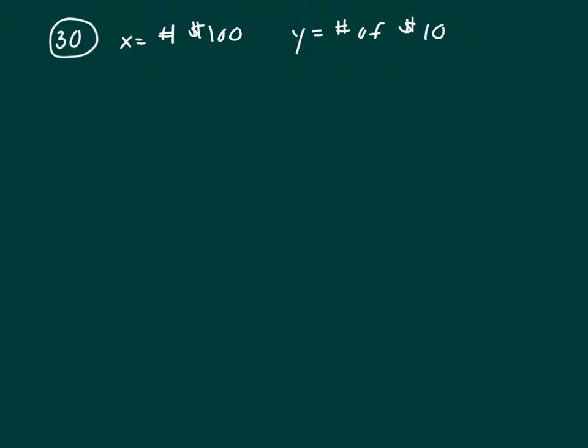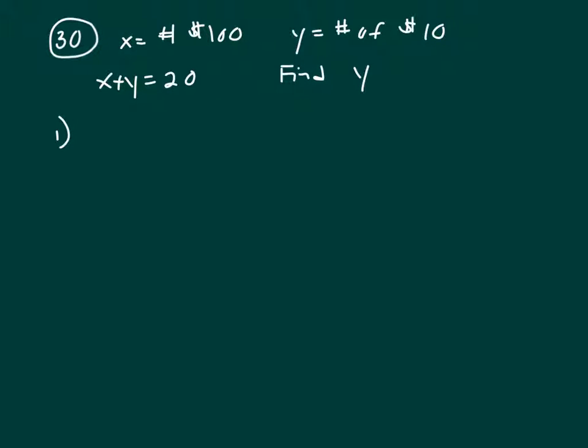The store sold a total of 20. So we know X plus Y equals 20, and we're trying to find Y. So that's all just given. Now let's look at the clues.